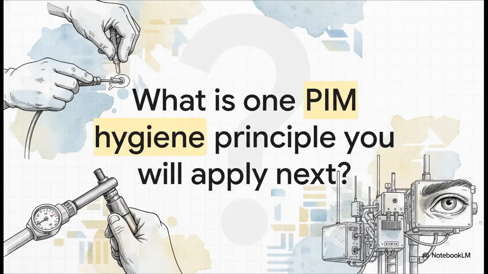So think about that for a second. What's one thing you can do on your very next job? Maybe it's just taking that extra 30 seconds to properly clean a connector. Maybe it's double-checking a torque value, or just taking a wider look around for anything that looks out of place. Because doing those little things consistently is what makes you a true professional.